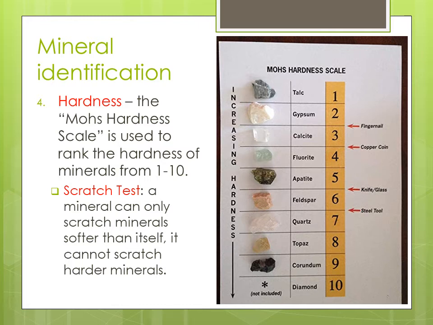So if we look at 2 examples, what I've been talking about, calcite and quartz. Our scratch test tells us that quartz can scratch calcite because it's softer, but calcite cannot scratch quartz because it is harder.